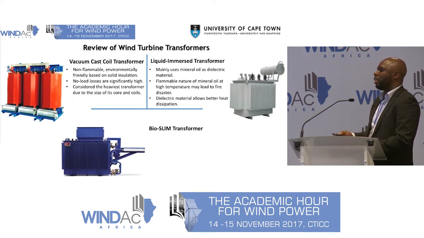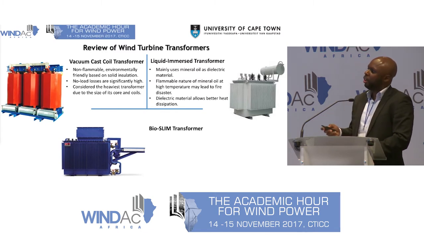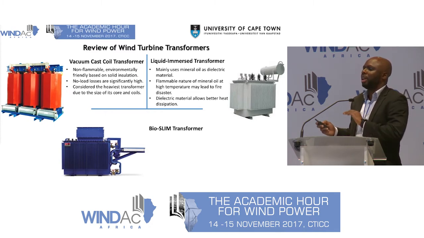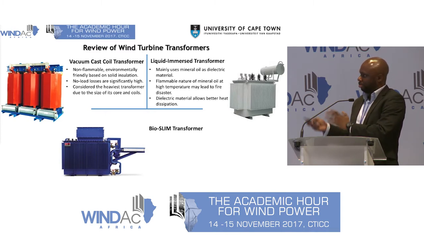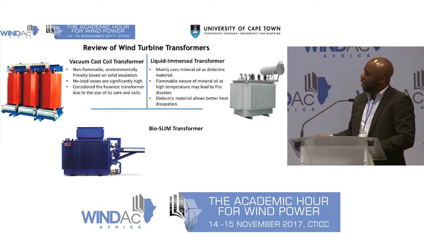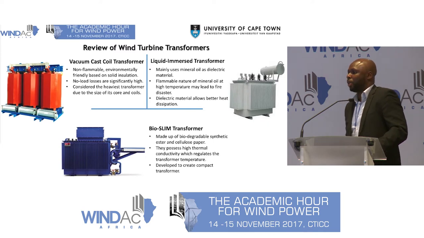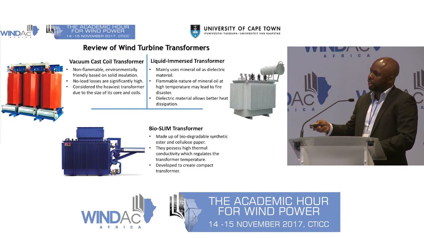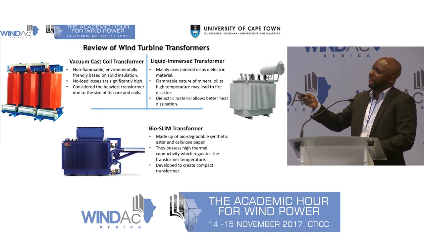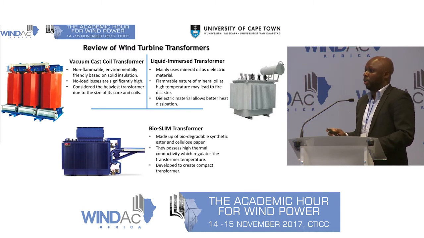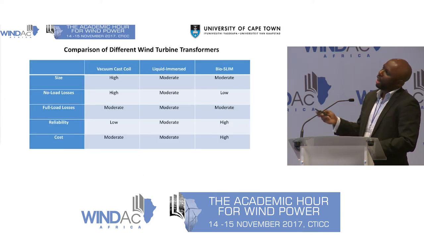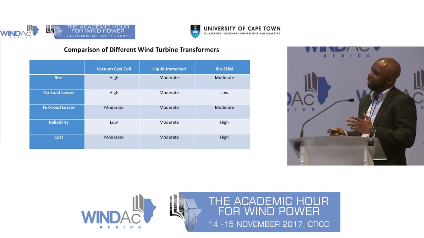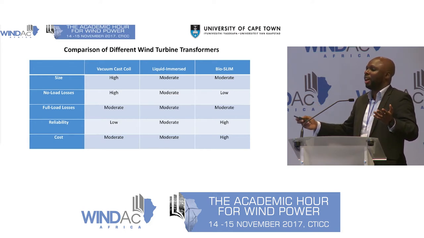Then the BioSlim transformer was actually created specifically for wind turbines with the motive of creating a compact transformer that can be put in the nacelle or in the tower, so as to address all the drawbacks of the two previous transformers. But the cost factor is also a major problem with this. And even though the manufacturer claims that it's very compact, the weight of a standard 2 megawatt BioSlim transformer is still about 5 tons, which is still very high. So if you look at the comparison, all three have their advantages and their disadvantages. There is no winner here. We can just choose based on maybe our budget or the location of our application and so on.